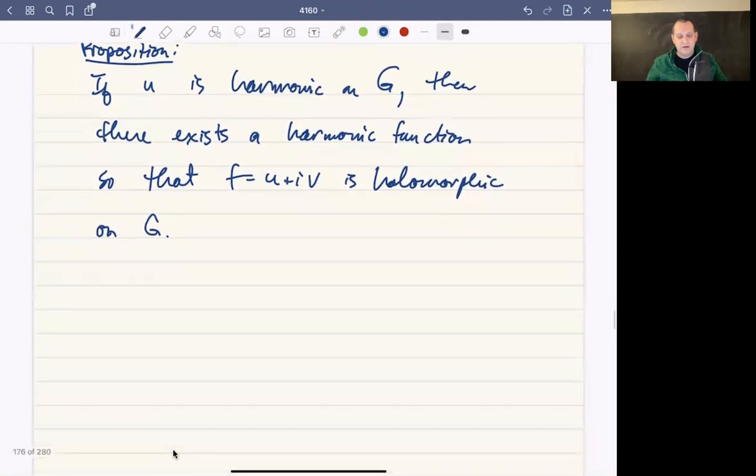I would still encourage you, as you're going through and reading the book, which is part of your assignments, to go through and read that proof and see that you can construct this function V for all harmonic functions U.